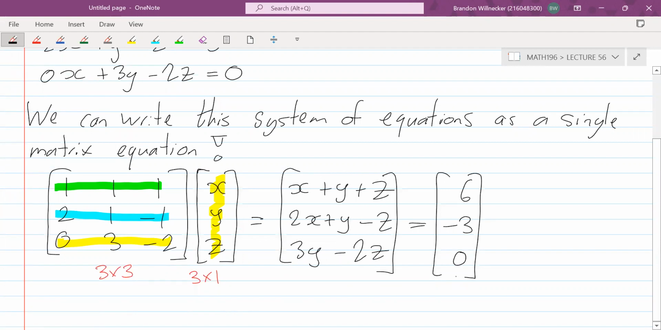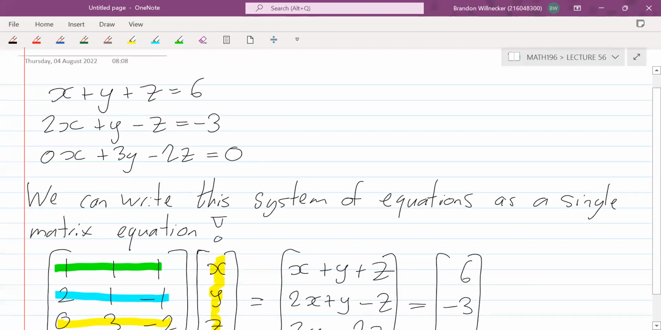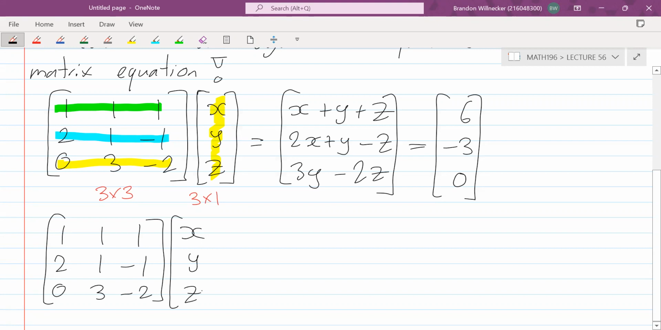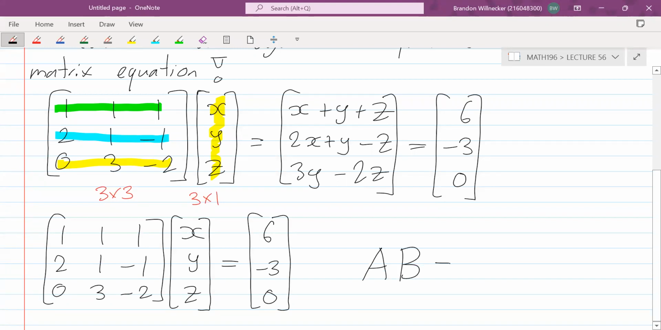Okay, so what we've done is we've turned this system of equations into a single matrix equation. We can write it a bit more neatly as the following: the matrix 1, 1, 1, 2, 1, minus 1, 0, 3, minus 2, times x, y, z, is equal to 6, minus 3, 0. So this is something like A times B is equal to C. We've got a matrix A, which is a 3 by 3 matrix, a matrix B, which is a 3 by 1, and lastly, a matrix C, which is a 3 by 1.